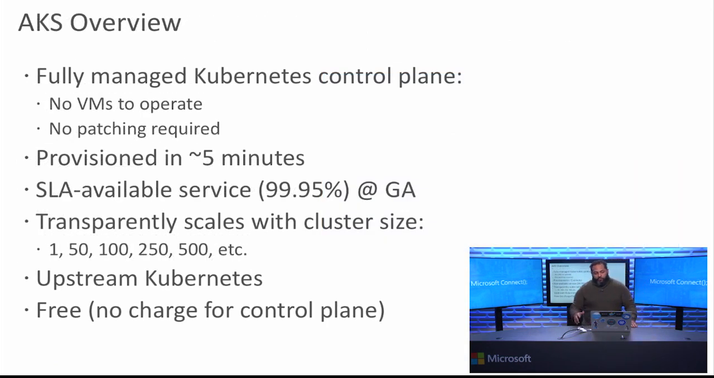So, full overview. First, it is a fully managed Kubernetes control plane. That means the masters and the etcd: there are no VMs to operate and no patching required. In essence, all you have to worry about is your nodes and your workloads. It's provisioned in under about 5 minutes, and it's getting faster every day while we're still in preview. At GA, we'll have an SLA available of 99.95%. And we transparently scale the control plane based upon your cluster size. So as you add worker nodes, we'll automatically manage the control plane process.